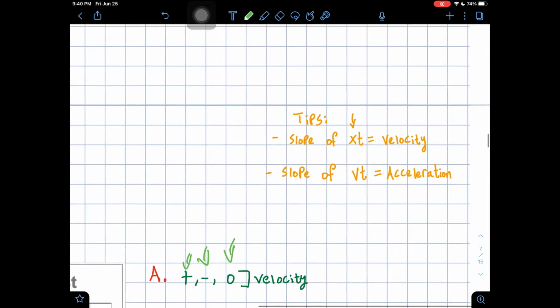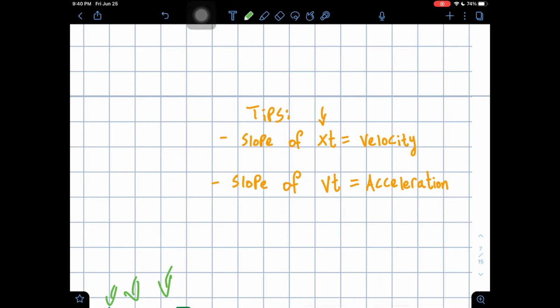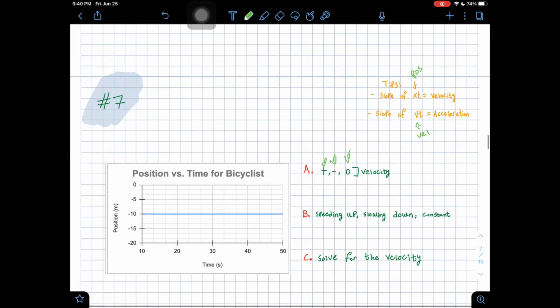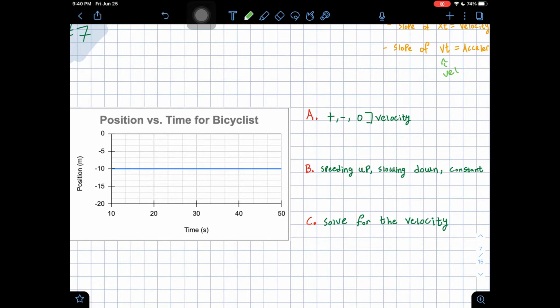Now let's go ahead and start out by looking at these two tips. These tips are that the slope of an xt graph, or a position versus time graph, is equal to the velocity, and that the slope of a velocity versus time graph is equal to the acceleration. Now, knowing that information, let's go ahead and answer our questions.